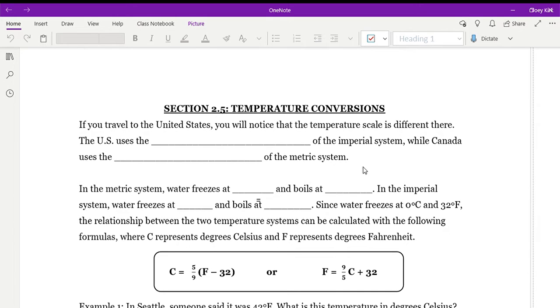Okay, so for today, or for this section, we are looking at temperature conversions. This is the last section in this unit. So we're looking at temperature conversions between Fahrenheit and Celsius, which is actually pretty useful because they do use Fahrenheit in the States.